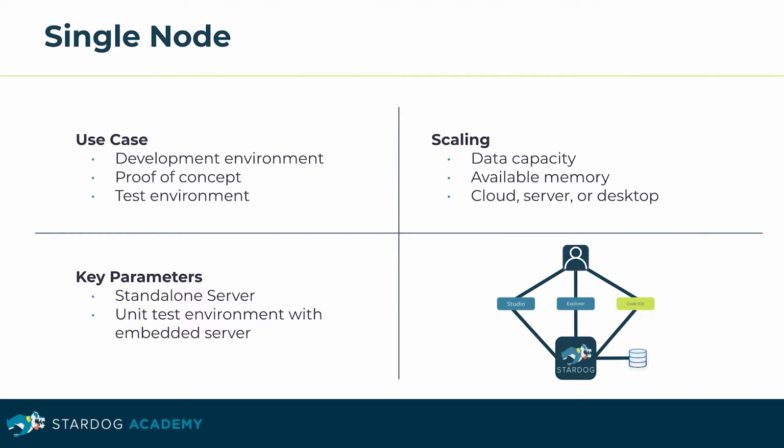Now, the key parameters here are very straightforward. We can have a standalone server running as your typical client-server architecture, or Stardog also supports a unit test environment with an embedded server, and that would be typically found within a Java API.